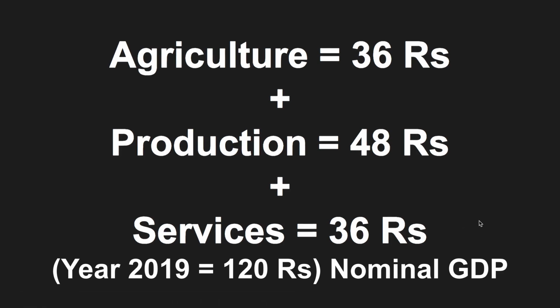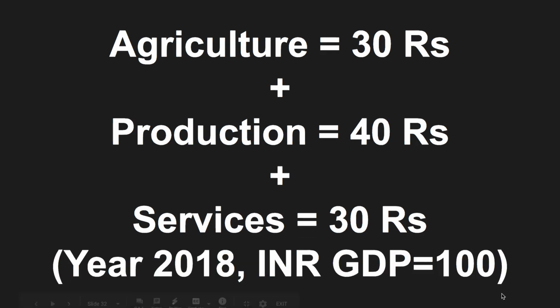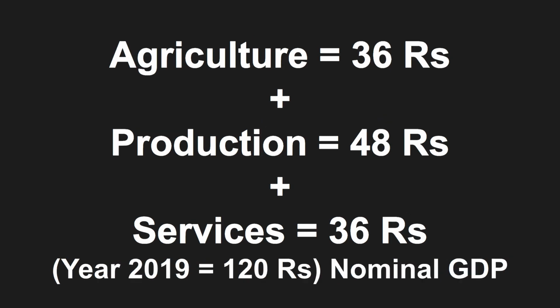What will it be called? It will be called nominal GDP, right? So even this you could have called nominal GDP only. Till now, since we are discussing GDP, let's call both of them nominal GDP. Now what do you see here? GDP in 2018 March was 100 rupees and GDP in 2019 is 120 rupees.